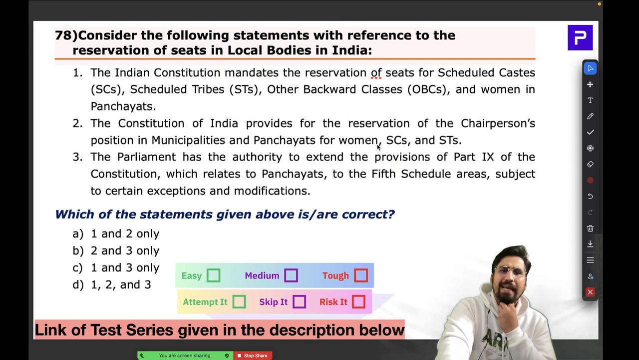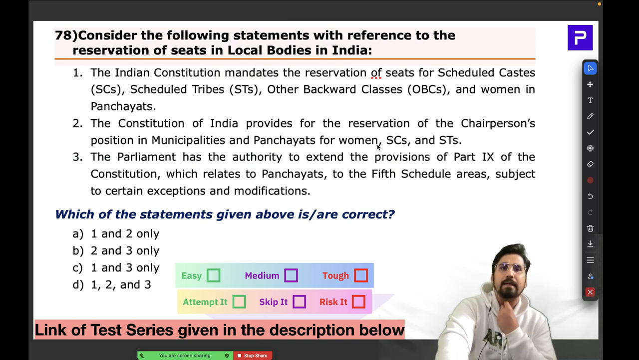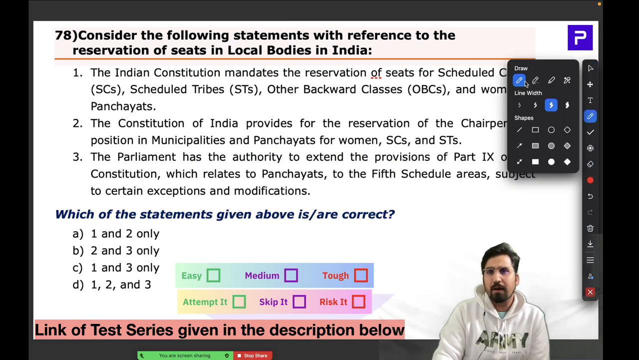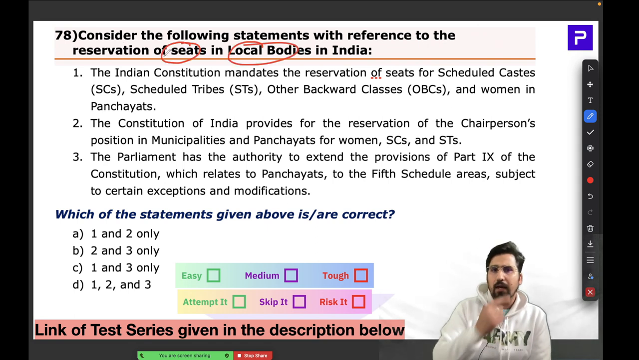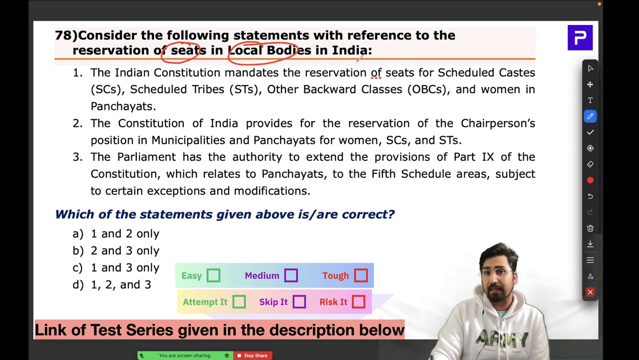Question number 78 was with respect to the reservation of seats in the local bodies in India. Now, please look at the question very carefully. The question is about reserving seats of people in the local body. Now, please be very careful whenever it comes to the local body. I'm talking about the panchayat, I'm talking about the municipalities.